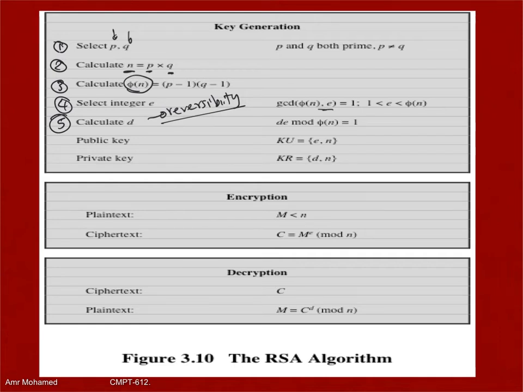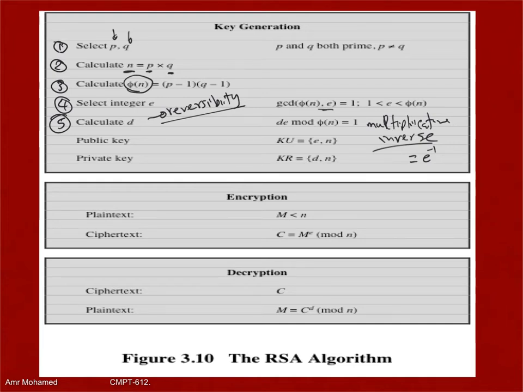And D is the multiplicative, we call it the multiplicative inverse of E mod totient of N, okay? Sometimes they refer to it as E minus 1, okay? But remember, this is modulus totient of N. Again, the totient of N is not known easily. Okay?